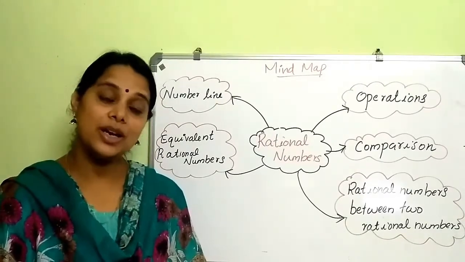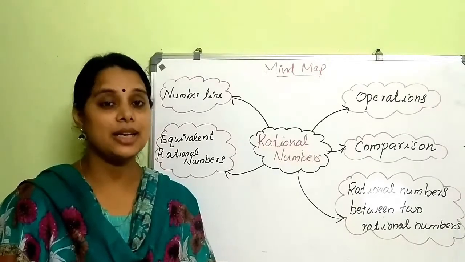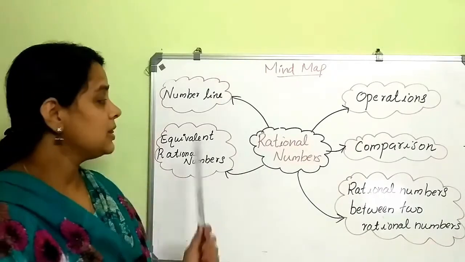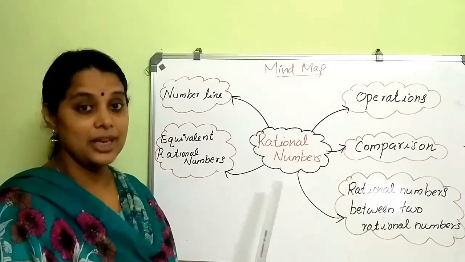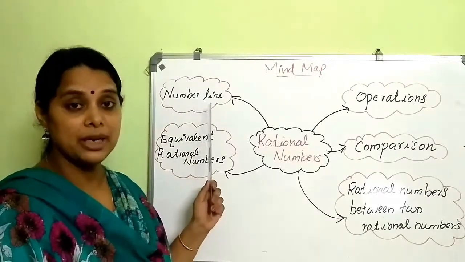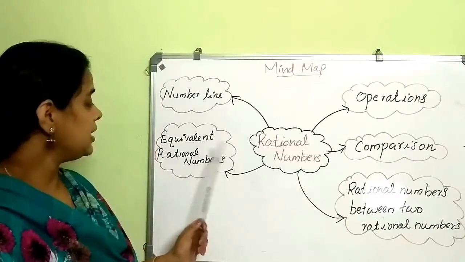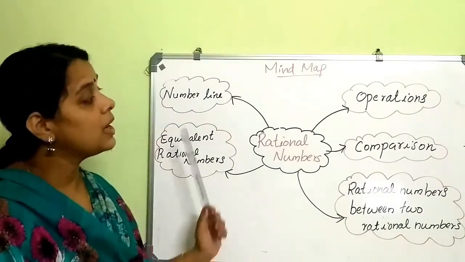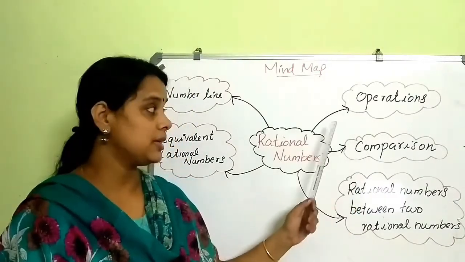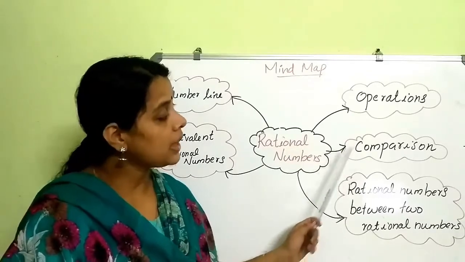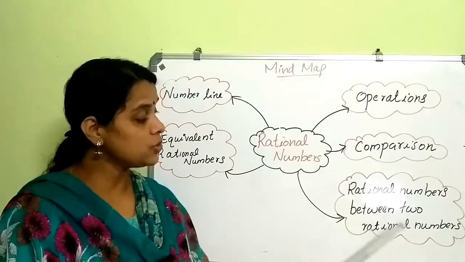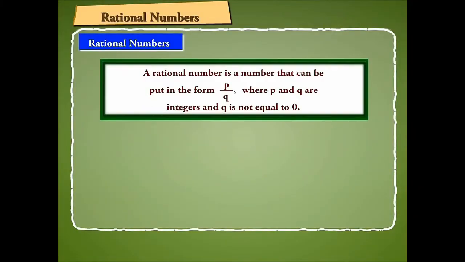Today we are going to learn our fourth chapter, rational numbers. Look at this mind map. These are the topics we are going to learn in this chapter. That is, how to represent rational numbers on the number line, how to find equivalent rational numbers, operations on rational numbers, that is addition, subtraction, multiplication and division, and comparison of rational numbers between two rational numbers.